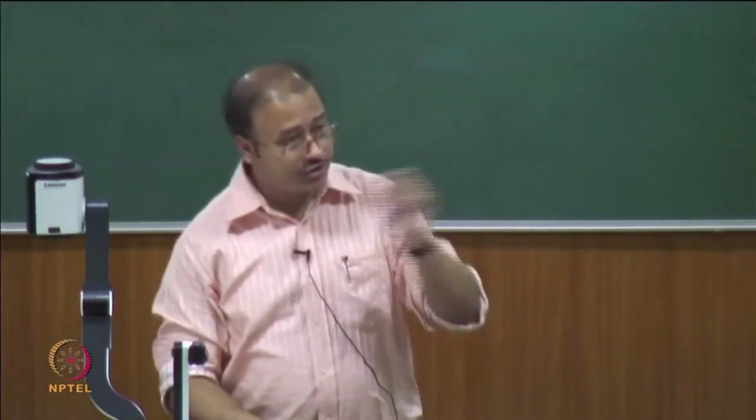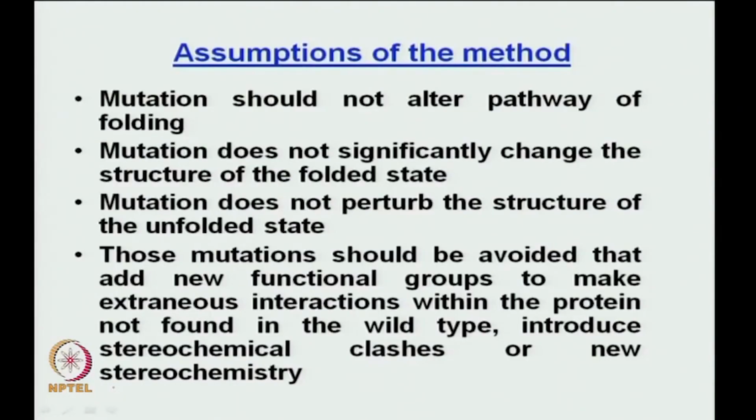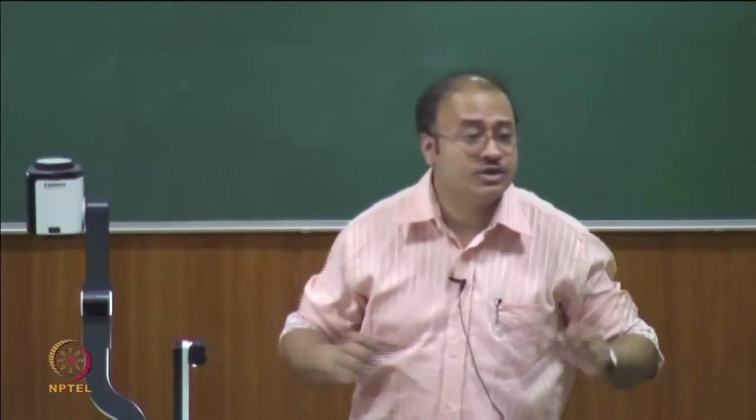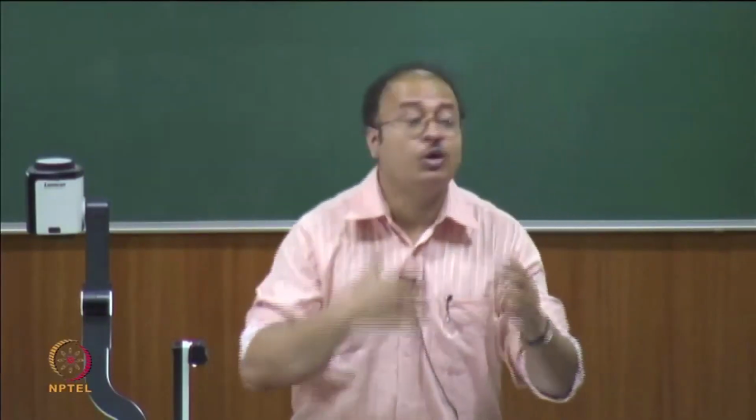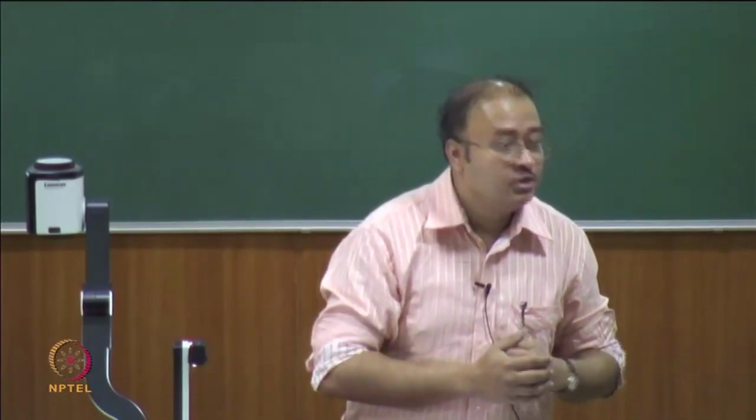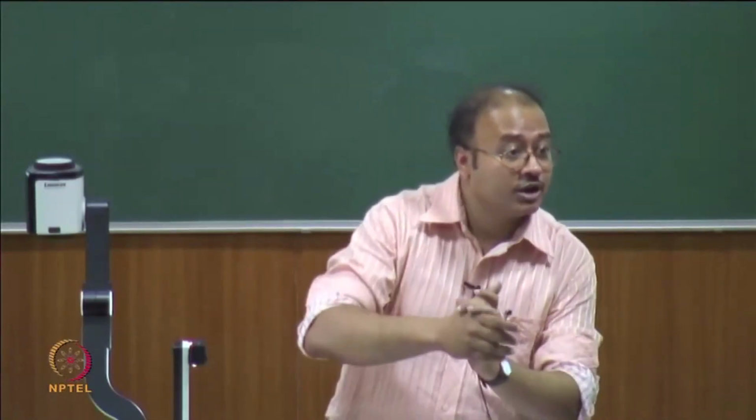And last but not the least, there are also some other ones, but we will not be talking about those. Those mutations should be avoided which add new functional groups to make extraneous interactions within the protein not found in the wild type. That means, you cannot make a mutation where, suppose there was an amino acid to start with, you replace that amino acid and the new amino acid forms a salt bridge. So, there is a huge change. The moment you have this extraneous interaction, also new hydrogen bonding coming in, you cannot use this, because then again you have to take care of all those interaction energies.